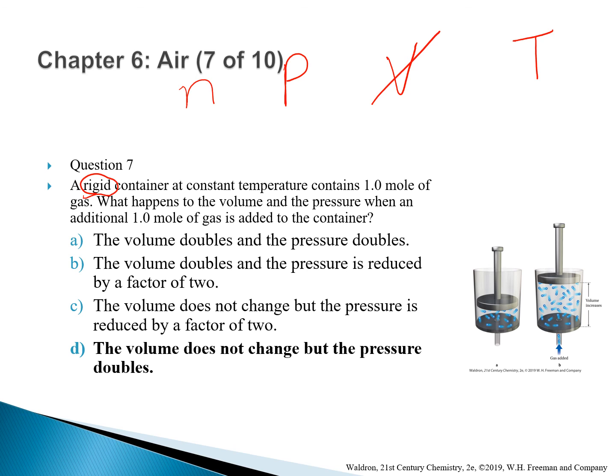Therefore, I'm crossing out the V term. And it says at a constant temperature. Therefore, temperature does not change, so it's crossed out. You're left with the moles. You began with 1 mole, and then you added another mole, so the number of moles doubled. Therefore, when you double the number of moles, there are more collisions between the molecules and the interior wall of the container. Therefore, the pressure doubled as well.